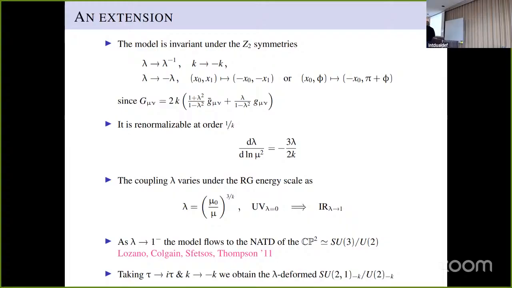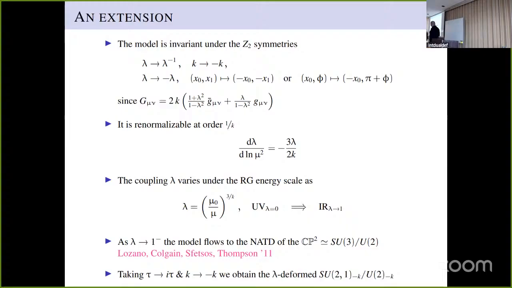This is the algebra flow. The coupling here goes from the UV, where lambda equals 0, to the IR, where lambda goes to 1. This model, as lambda goes to 1, flows to the non-abelian dual model of the corresponding CP2, the geometric coset SU3 over U2. If we take now the limit, because tau goes to i tau and k goes to minus k, what we are going to find is a lambda deformation of the Lugo model, this SU2 over U1 over U2.